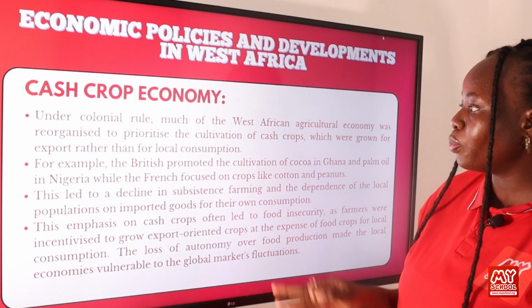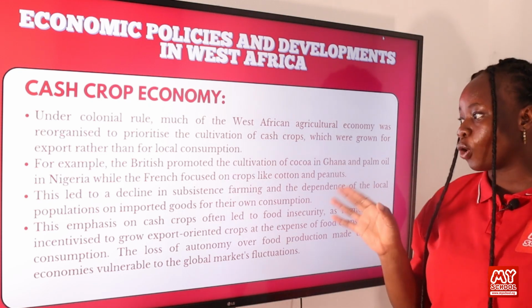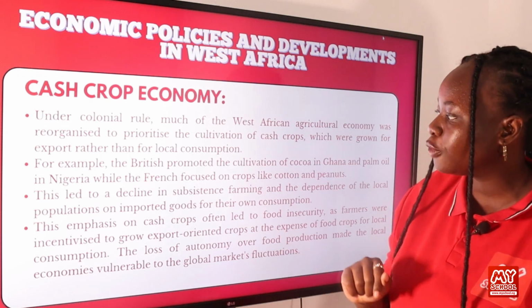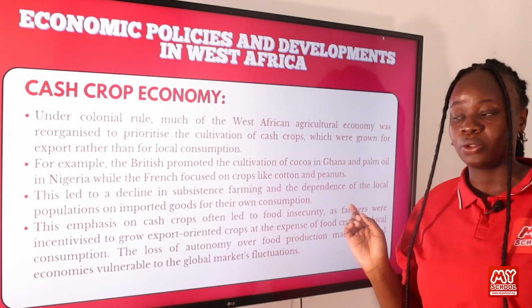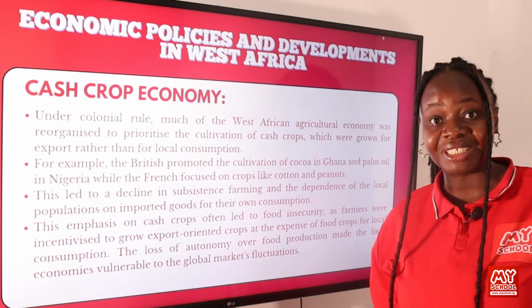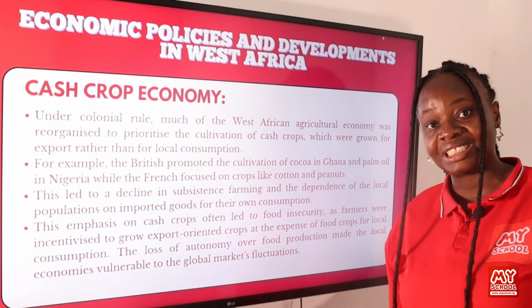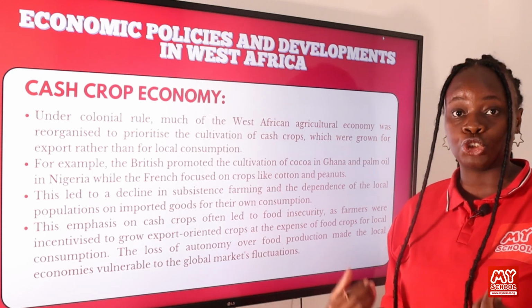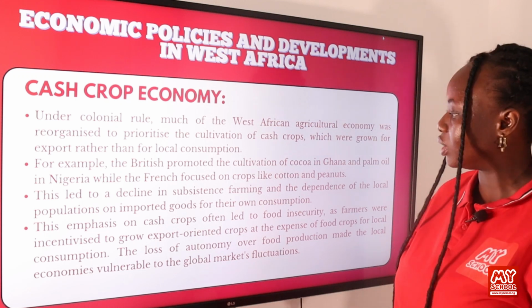An example is how the British promoted the cultivation of cocoa in Ghana and palm oil in Nigeria, and how the French focused on crops like cotton and peanuts. So this led to a decline in subsistence farming, that's farming for basic consumption of food. That's what we did in our pre-colonial era. We farmed in order to provide goods that we can consume immediately, food we needed for sustenance.